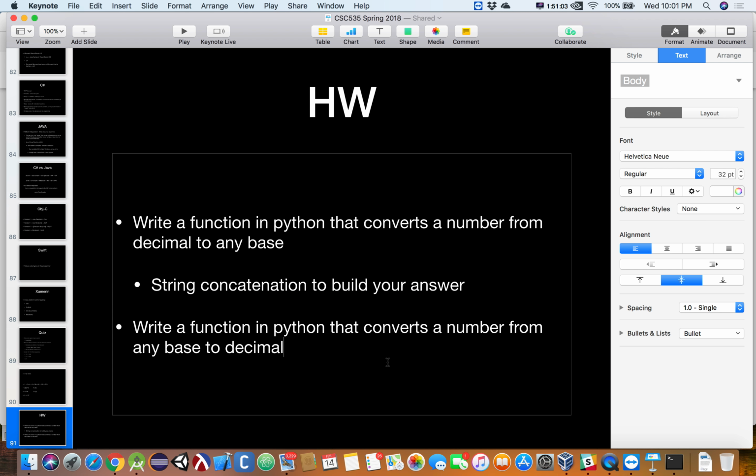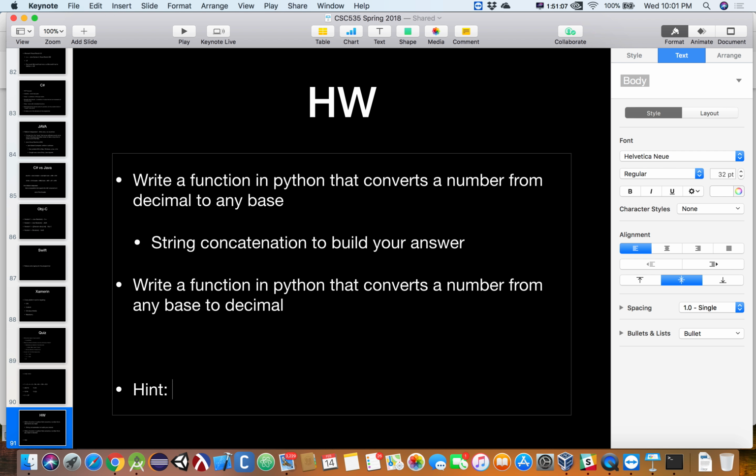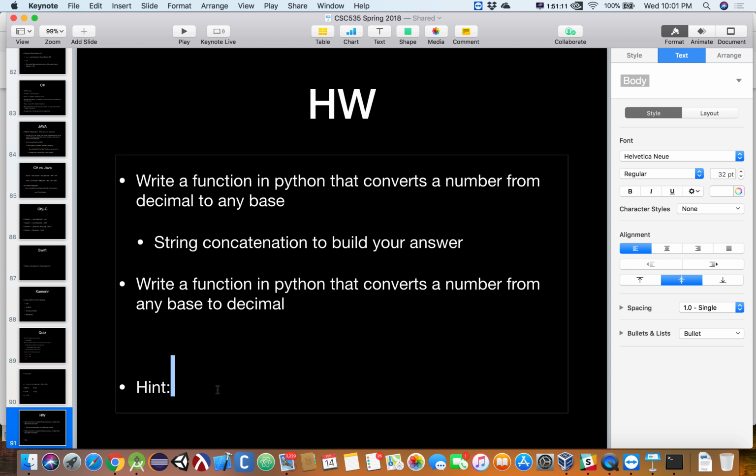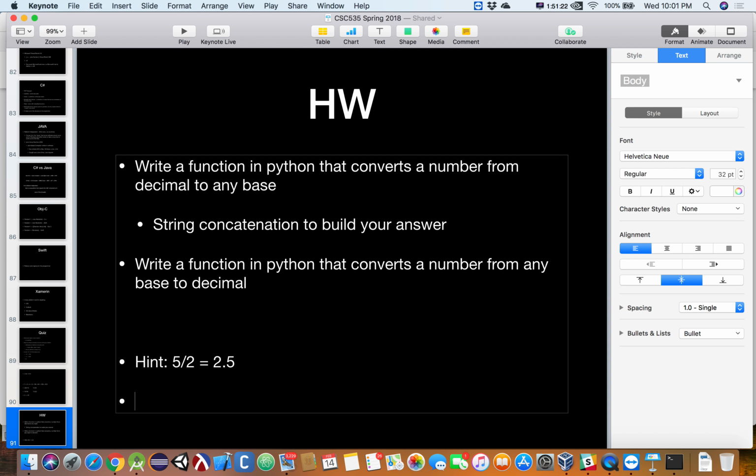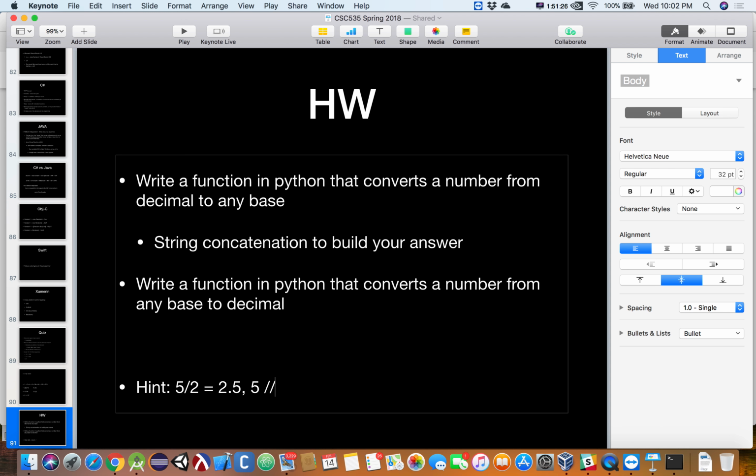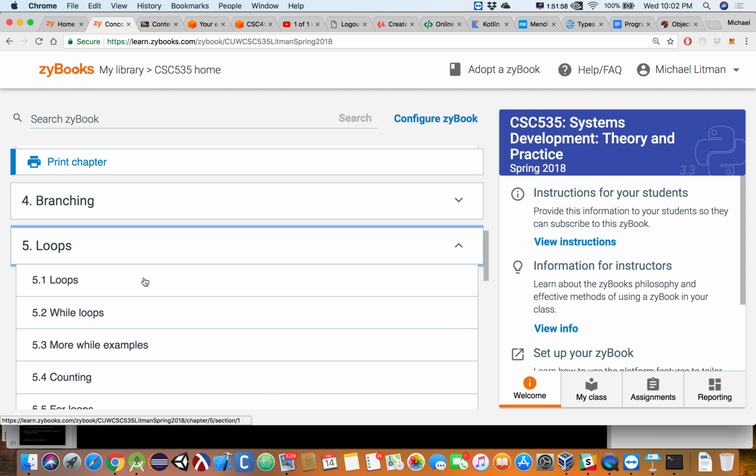Another hint I'll give you for Python 3. In Python 3, 5 divided by 2 will equal 2.5. 5 integer divided by 2 will equal 2. 5 mod 2 will equal 1. Does that make sense? In Python 2, the first one would have given you the 2. But in Python 3, if you want to do integer division, you need to use the //. That'll be handy. Okay?